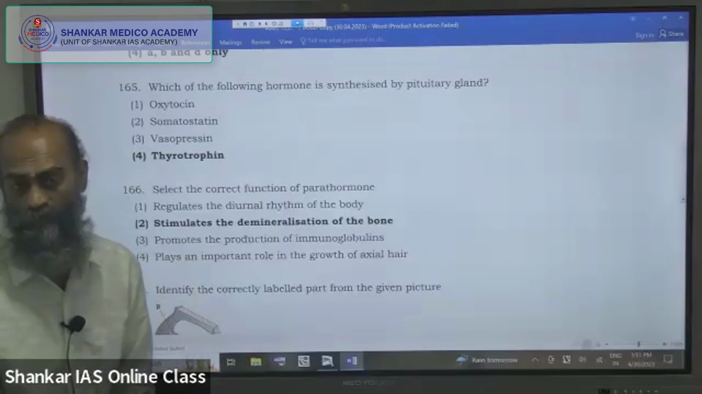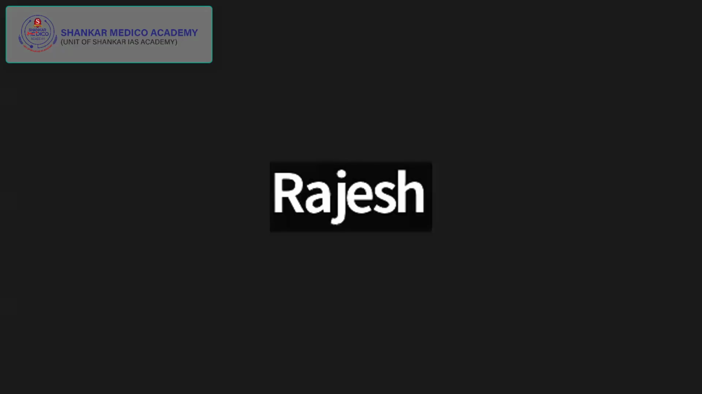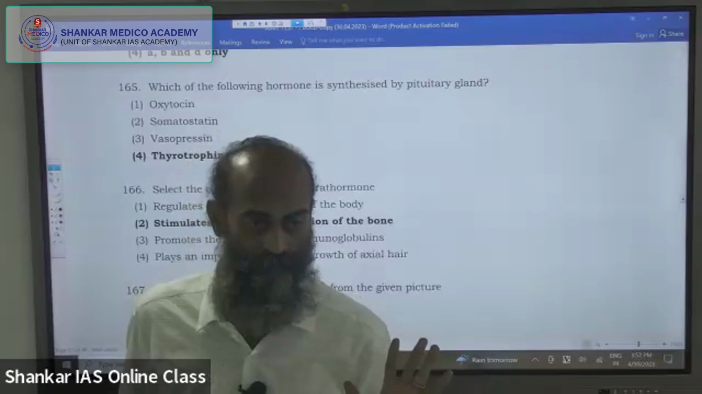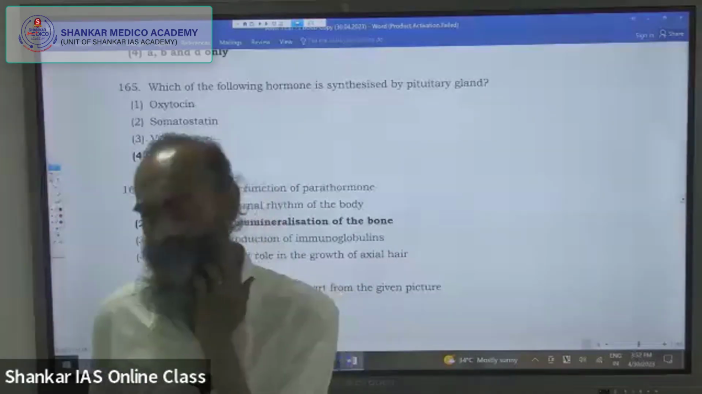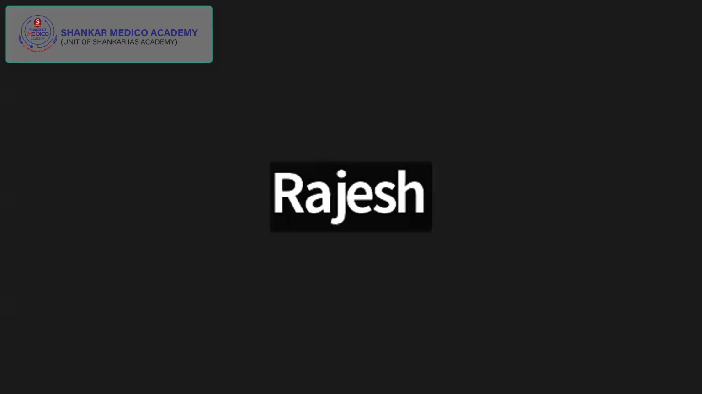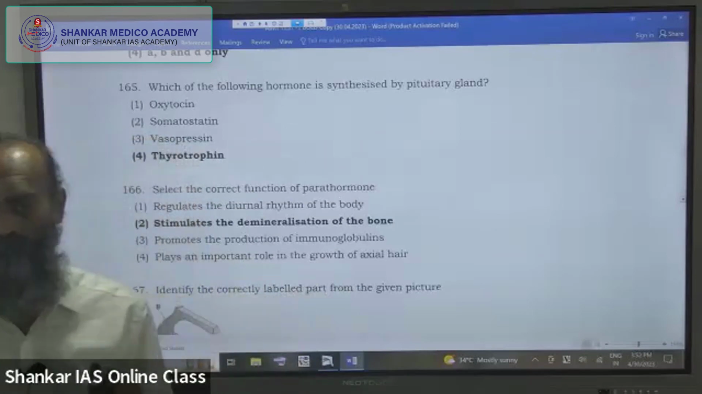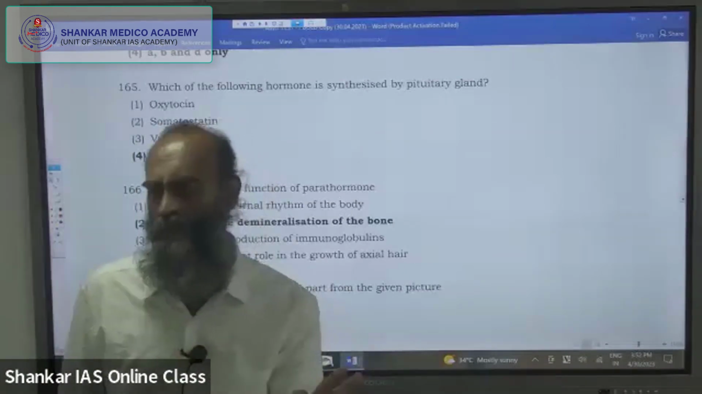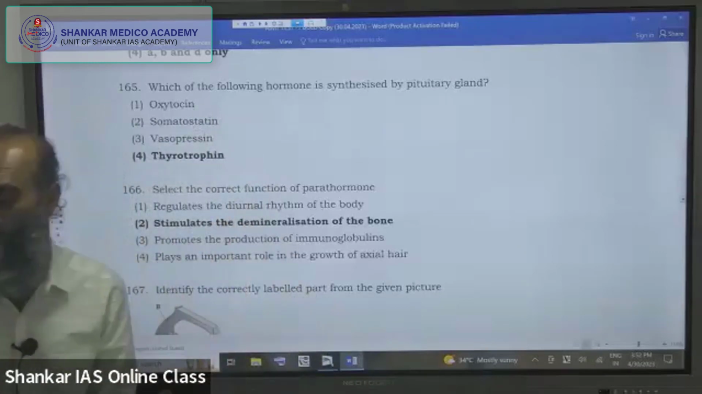Somatostatin is secreted by the hypothalamus. Yes. What is another name for somatostatin? Melatonin? See, melatonin and serotonin are related to the pineal gland. The hypothalamus will secrete either releasing hormones or inhibiting hormones only. So, what is this somatostatin? Is it releasing or inhibiting?